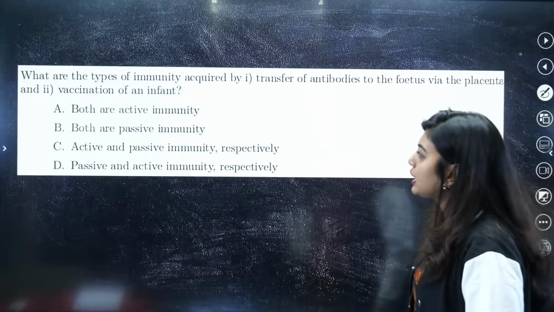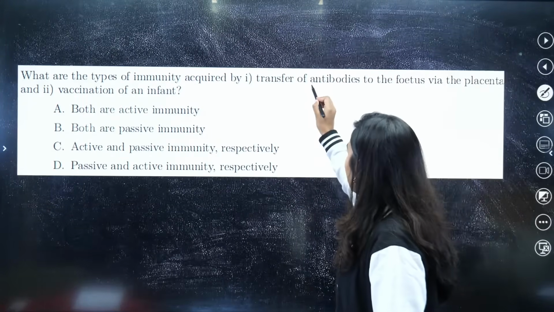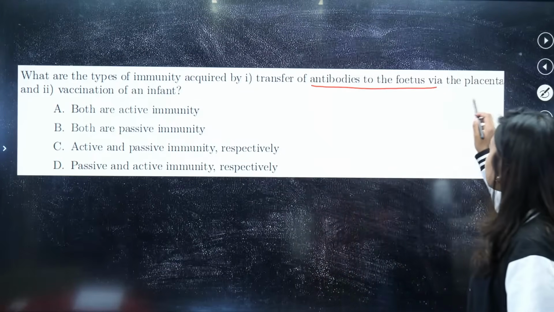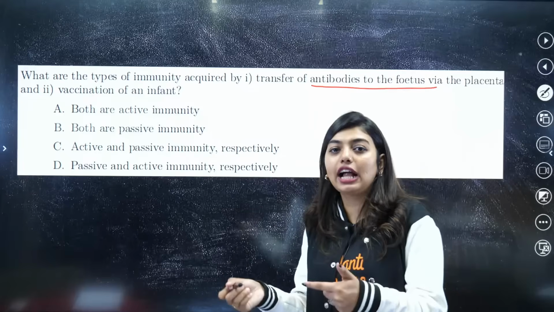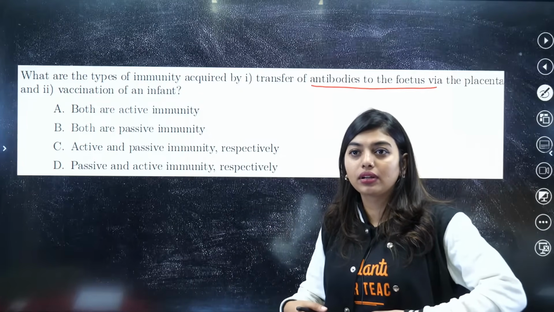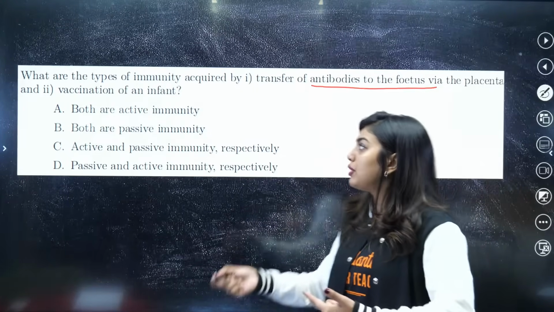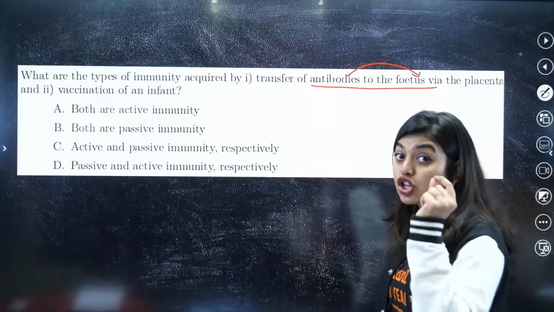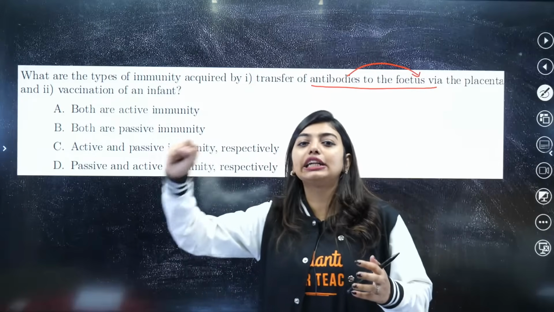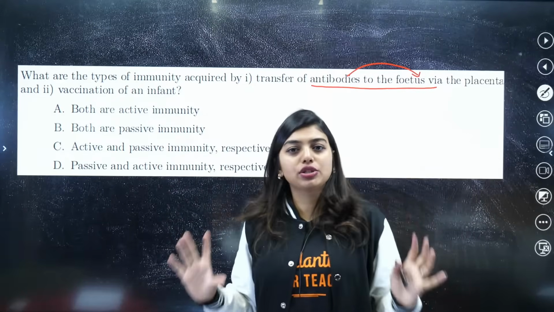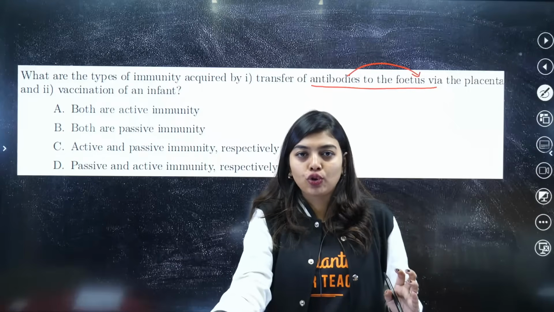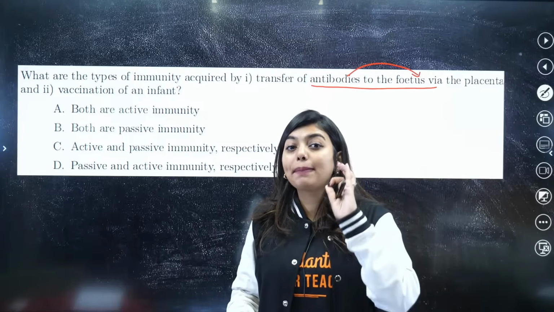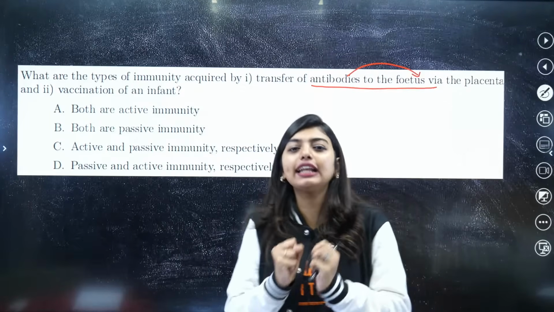Next question. What are the types of immunity acquired by transfer of antibodies to the fetus? Transfer of antibodies to the fetus via the placenta. That means we are giving antibodies from the mother to the fetus. Whenever we are giving a ready-made antibody, which was already there in the mother, to the baby who is growing, it is going to be passive immunity because it is already ready-made.